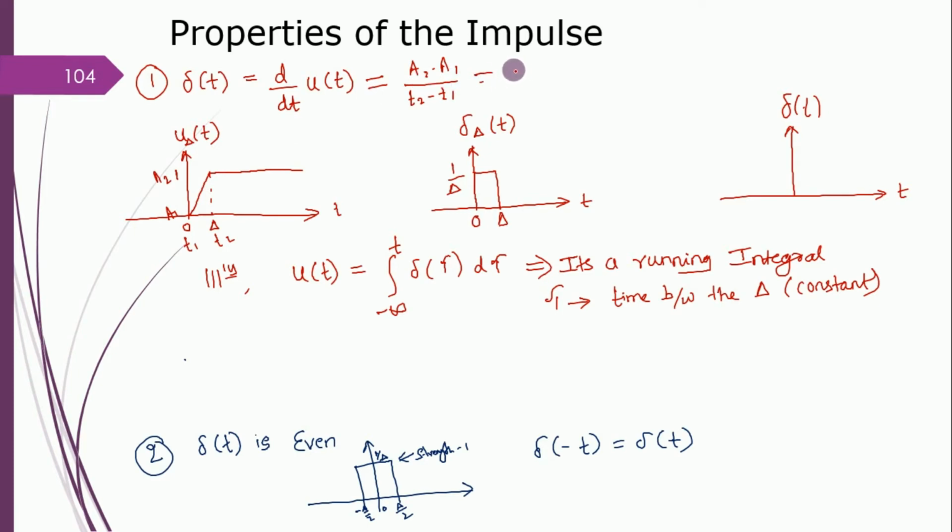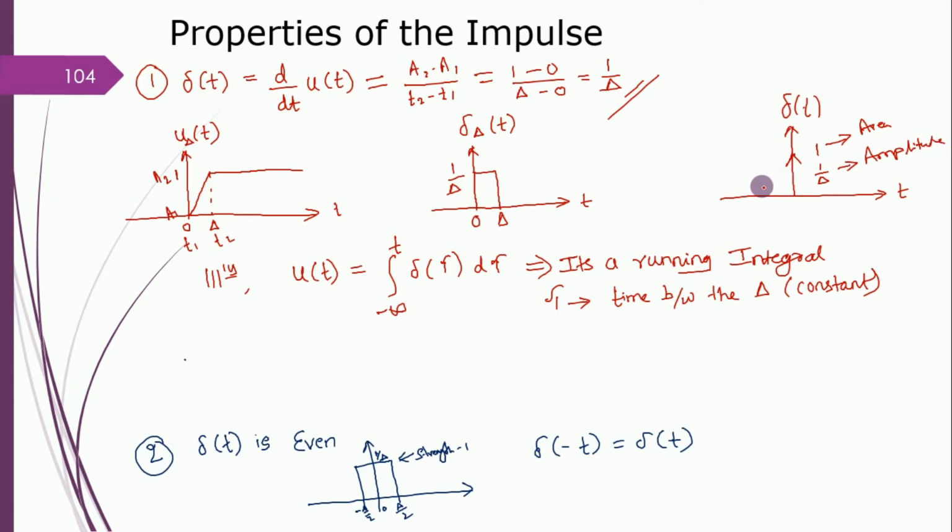So A2 being 1, A1 being 0, T2 being delta, T1 being 0. This is 1 by delta. That's it. That is the amplitude. Amplitude of the delta signal is 1 by delta. That is what we got. Differentiation of u(t) will give me the delta of t, its amplitude. And here we write it as 1, that is your area or strength. And if we write 1 by delta, it is the amplitude.